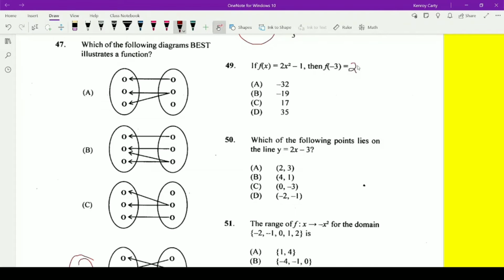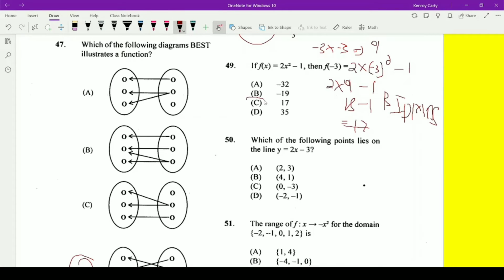So in fact, I'm going to write this as 2 times (-3) squared minus 1. Now, by the rules of BIDMAS, don't forget it, we have to do indices before we multiply. Now, (-3) squared really means -3 times -3. And of course, when you multiply two negatives, we get a positive 9. So it's going to be 2 times 9 minus 1. I must also multiply before I subtract. 2 nines is 18, minus 1, which is going to give me 17, making that option C as in cat.